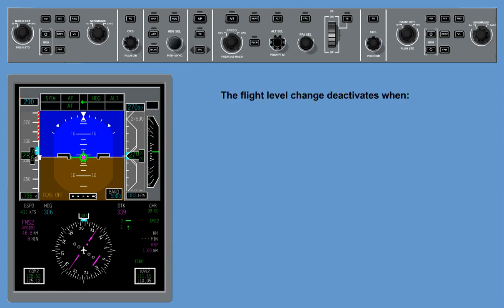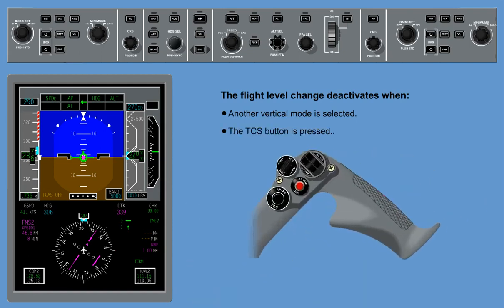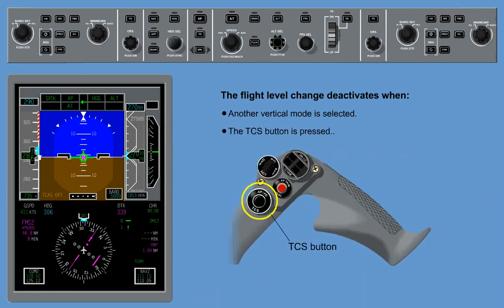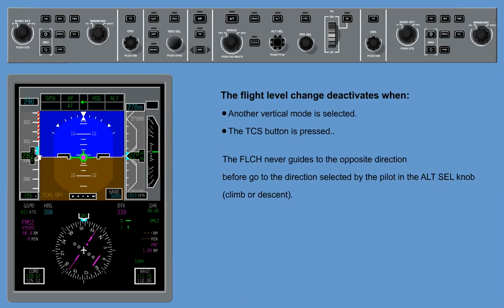The flight level change deactivates when another vertical mode is selected or the TCS button is pressed. The flight level change never guides to the opposite direction before going to the direction selected by the pilot in the Alt Select knob, climb or descent.